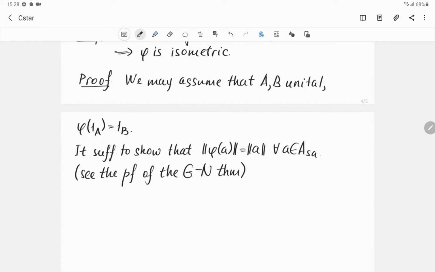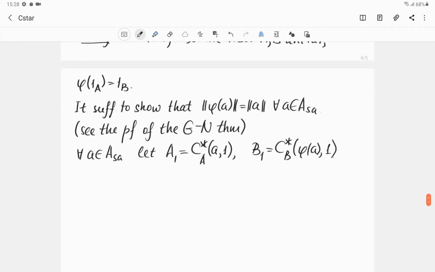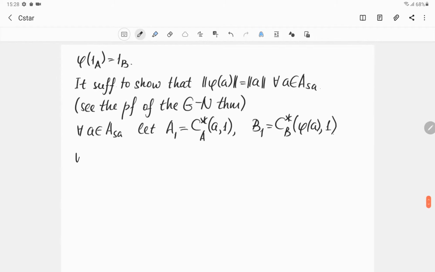So take a self-adjoint element a in our algebra, and let A1 be the C-star subalgebra of A generated by a and the identity, and let B1 denote the C-star subalgebra of B generated by phi of a and the identity. We now have to show that phi restricted to A1, taking A1 to B1, is isometric. And now we apply the Gelfand-Naimark duality.